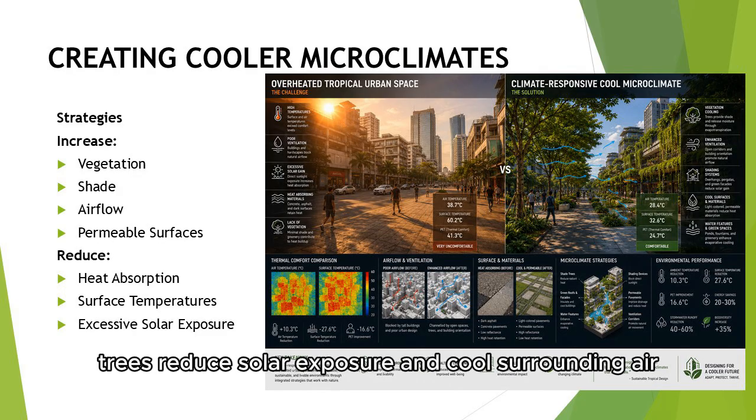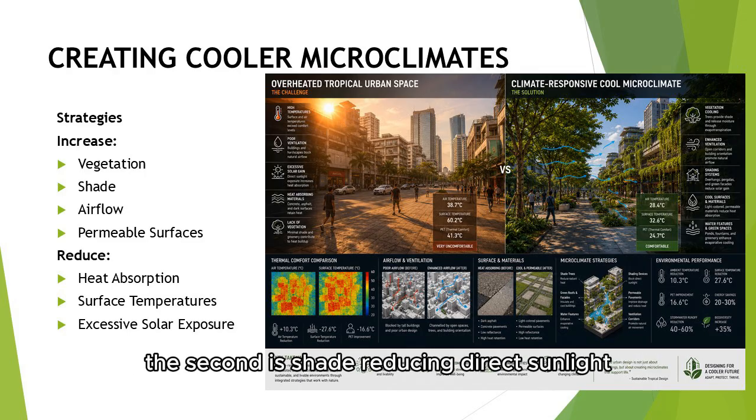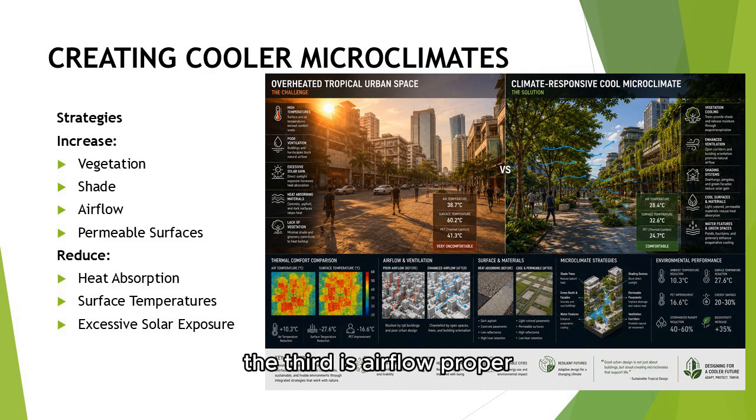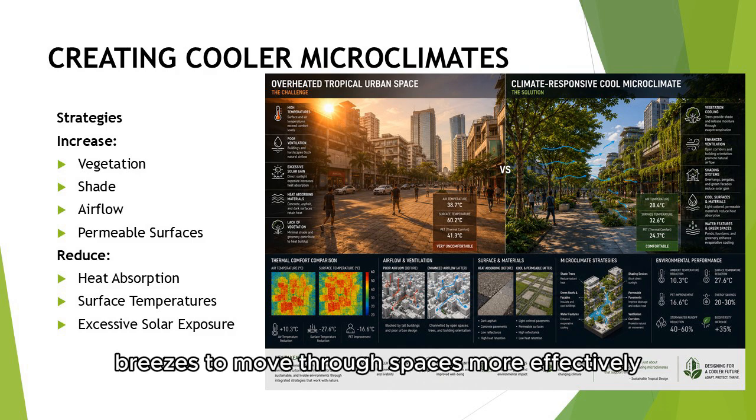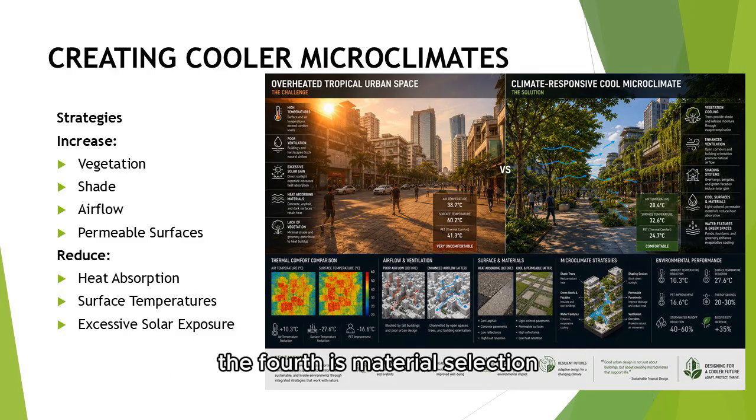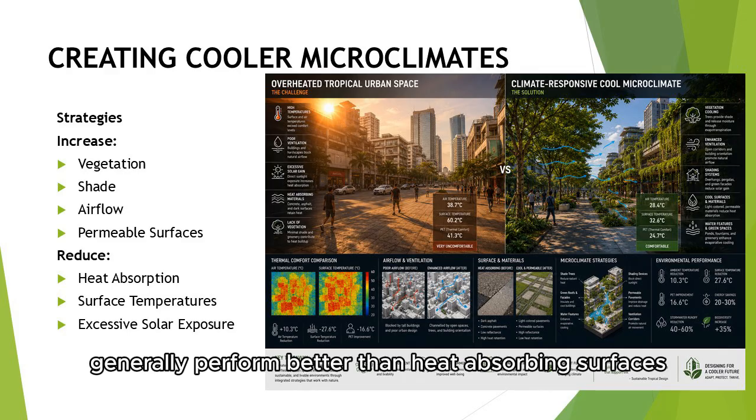Trees reduce solar exposure and cool surrounding air. The second is shade. Reducing direct sunlight dramatically improves thermal comfort. The third is airflow. Proper site planning allows breezes to move through spaces more effectively. The fourth is material selection. Permeable and reflective materials generally perform better than heat absorbing surfaces.